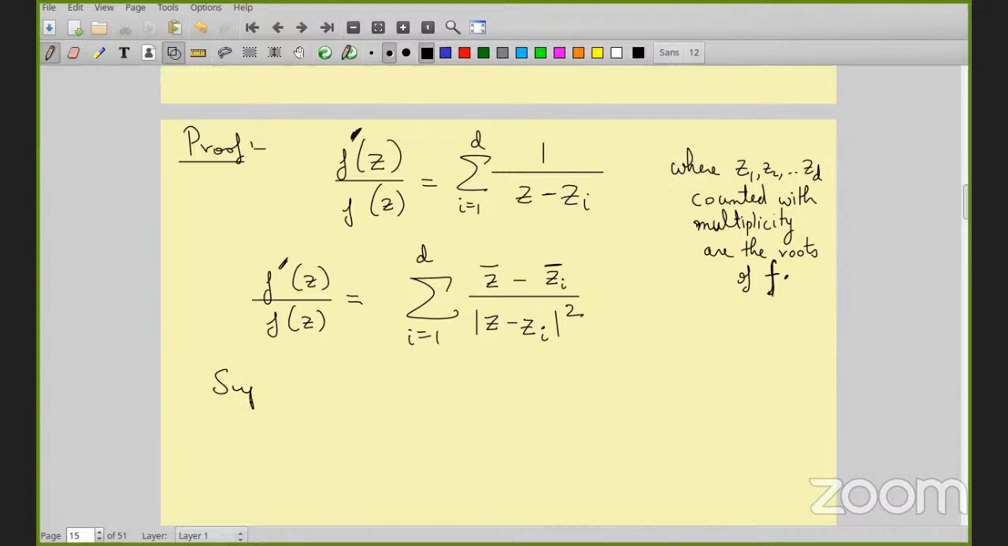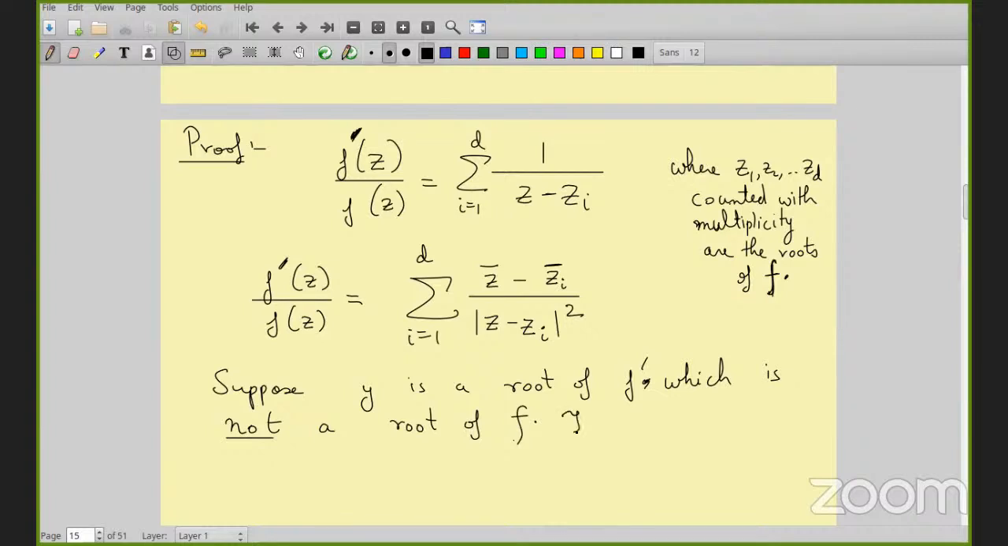But now suppose y is a root of f prime. If y is already a root of f also, then we have nothing to prove, because any root of f certainly lies in the convex hull of the roots of f, by definition. The only interesting case is when y is not a root of f. Then f(y) is not zero and f prime of y is zero, so f prime of y over f of y is equal to zero, which is a well-defined operation.